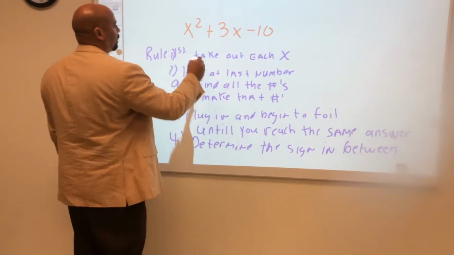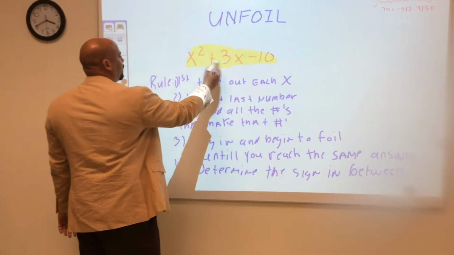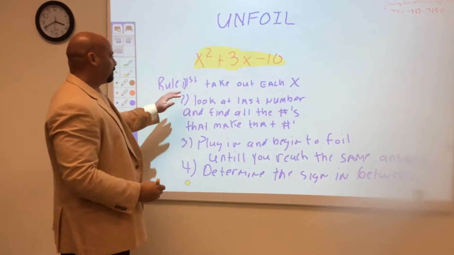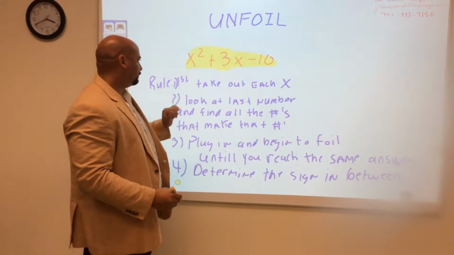Now we're going to talk about unfoiling. So we're going to start with this number here. We're going to highlight it here. And there's some basic rules that I like to use. Rule 1: first take out each x from the beginning.